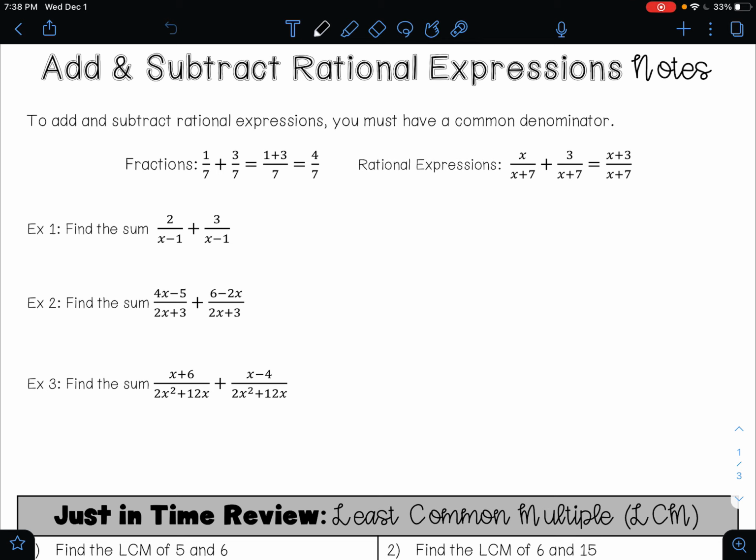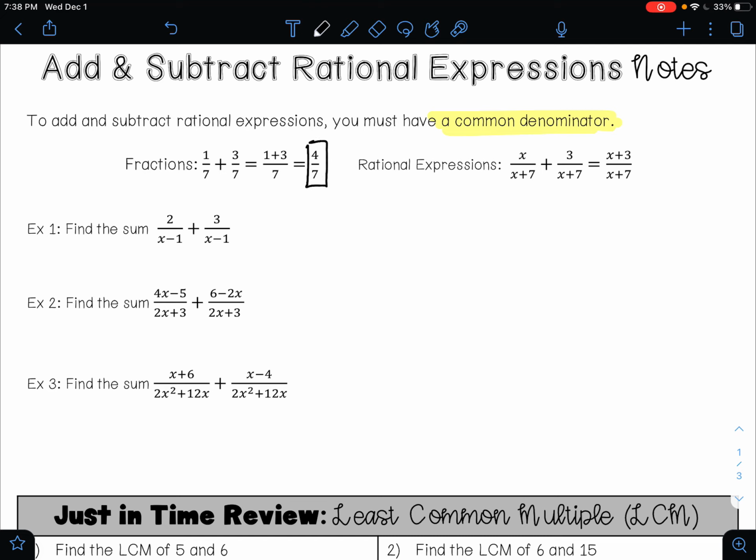In this video, we are going to learn how to add and subtract rational expressions. To add and subtract rational expressions, you must have a common denominator, just like how you would need with regular fractions. So if I'm going to add 1/7 plus 3/7, we keep the common denominator of 7 and we add our numerators. 1 plus 3 is 4.